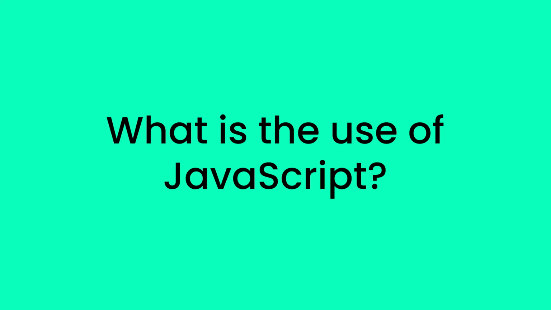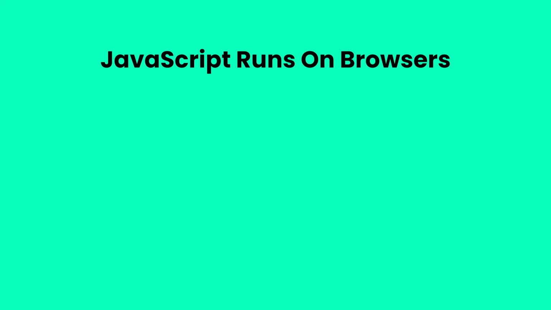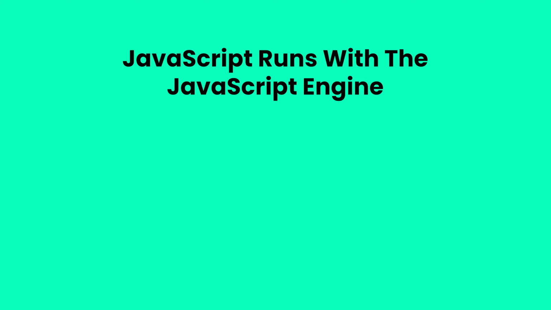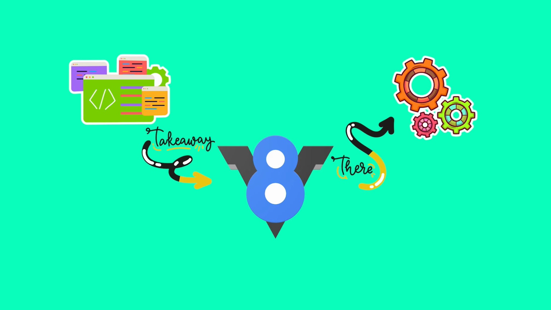What is the use of JavaScript? Generally, JavaScript runs on browsers like Mozilla Firefox, Chrome, or Safari. JavaScript runs with the JavaScript engine called V8 engine that actually helps to convert all the code to machine code.